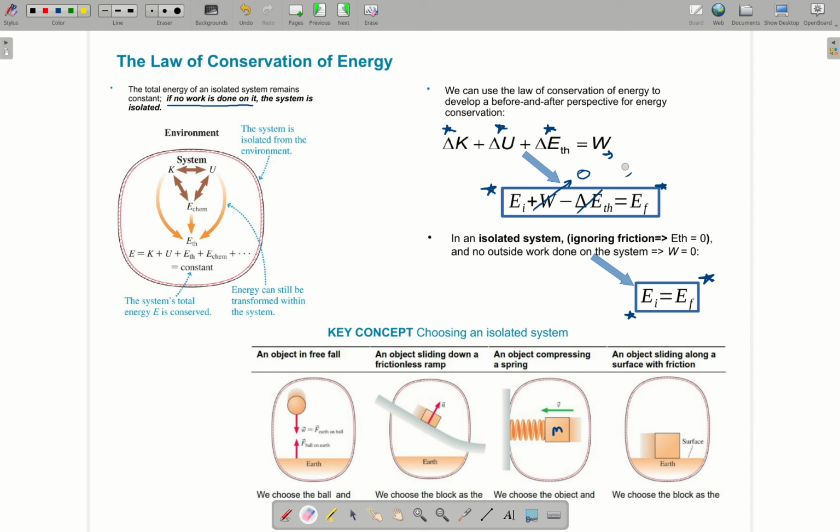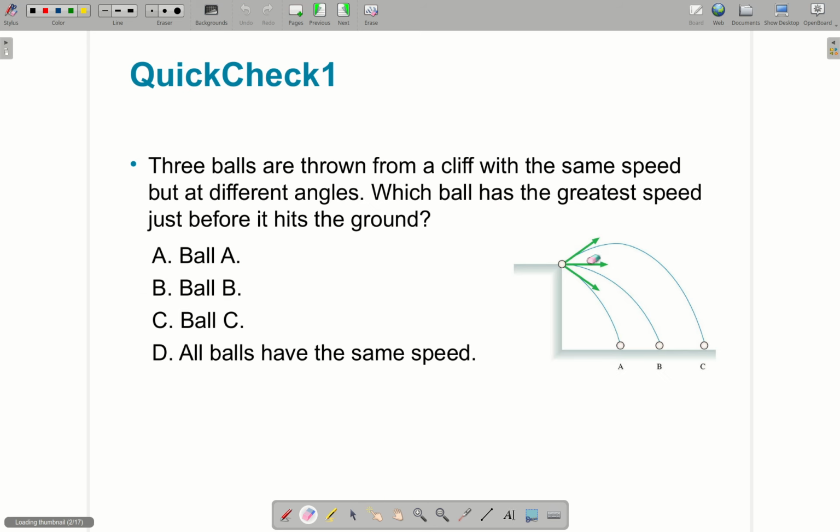I'm going to delete this here. Assume it's not zero. If there's some work done, we add it as plus. So initial energy will be changing by that much, and then we can still equate it to final energy. It's best to understand this with some examples, and this is what I'm going to do from now on. One example here, we have 3 balls. We throw them from the same height. This height is h here.